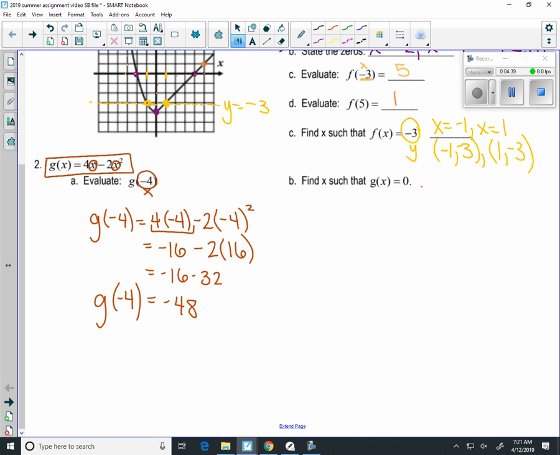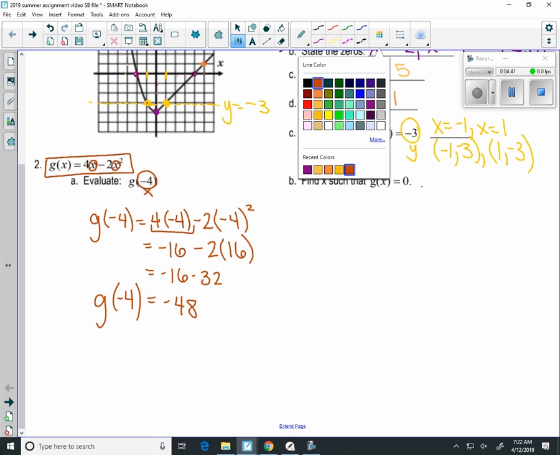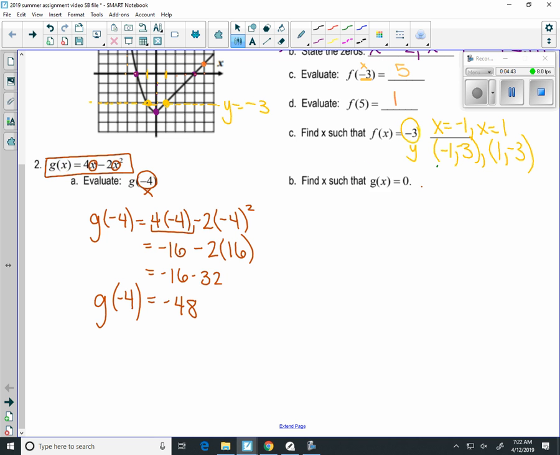All right, last one in this section. Find x such that g of x equals 0. We're still using this g of x, and this was one of my most missed problems last year on all of the versions of the entrance exam. So what we're going to do is take g of x, again, 4x minus 2x squared, and set it equal to 0.